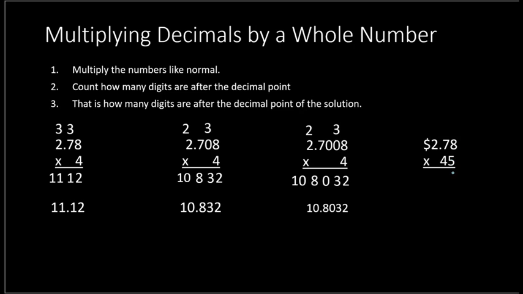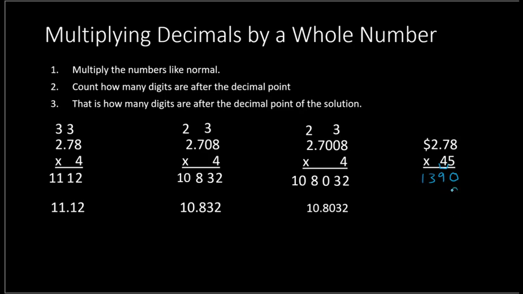So 5 times 8 is 40. Take the 0, carry the 4. Then we do 5 times 7 plus 4. That's 35 plus 4, which is 39. So take the 9 and then carry the 3. 5 times 2 plus 3 would be 13. And then we can repeat that process with the 4 down here.